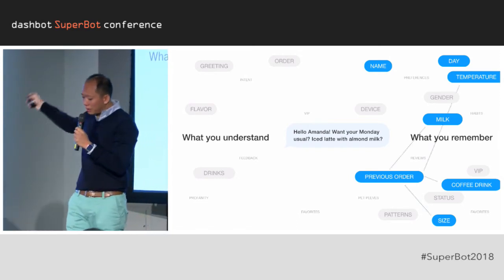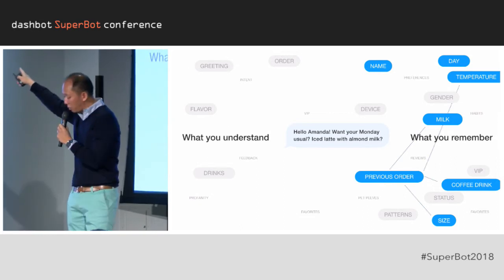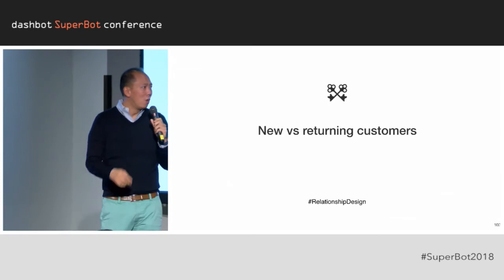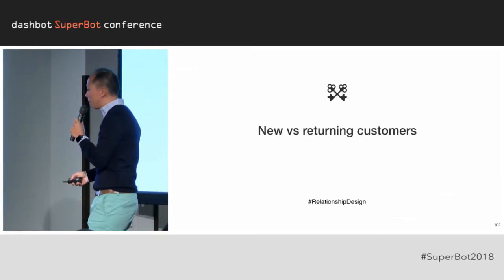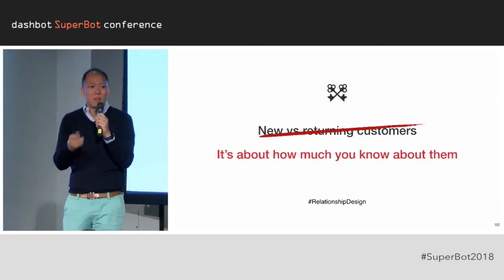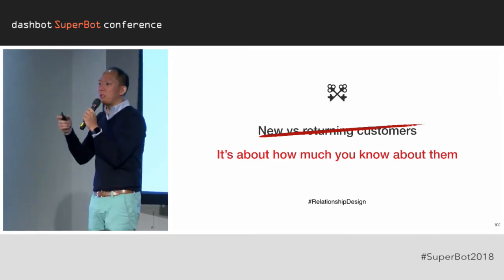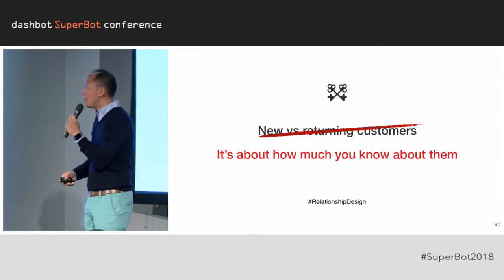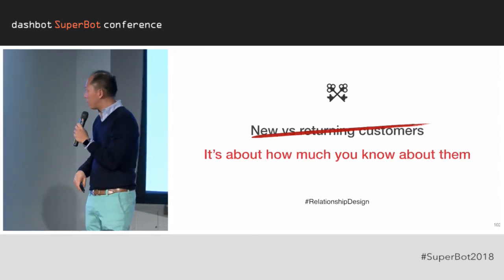And so also really understanding the entities between what you understood, it's also something that you're going to remember in the previous order. And so for us, it's not about new versus returning customers, right? It doesn't matter. What matters is how much you know about them. And this is the difference between acquaintances and best friends. I might run into you 30 times, but I still don't know if you're married or you have kids, right? And so it's not new versus returning, it's how much you know about your customer.